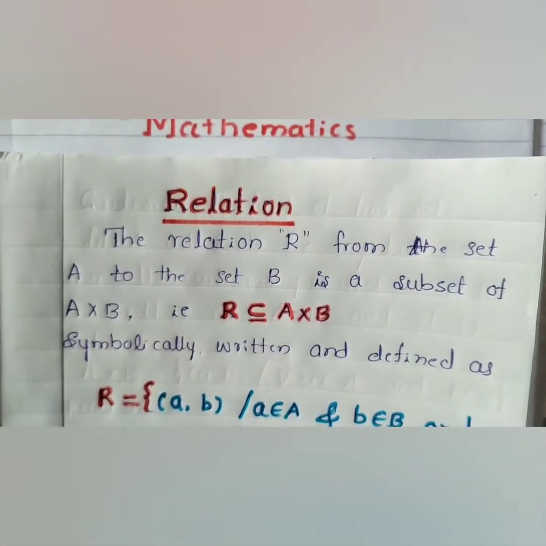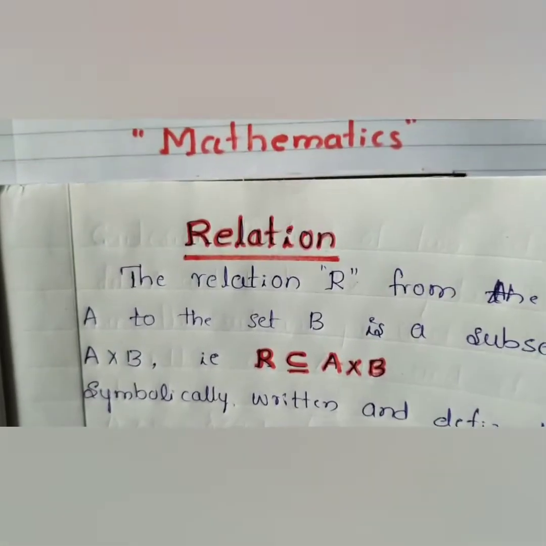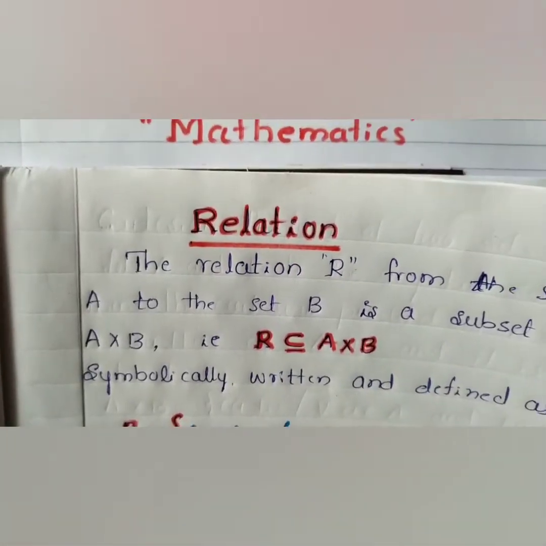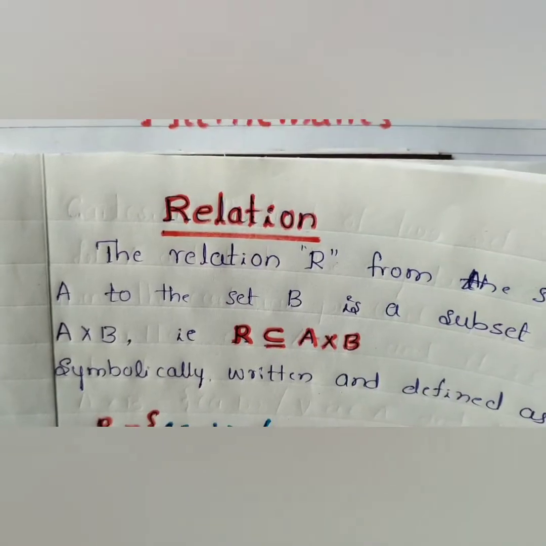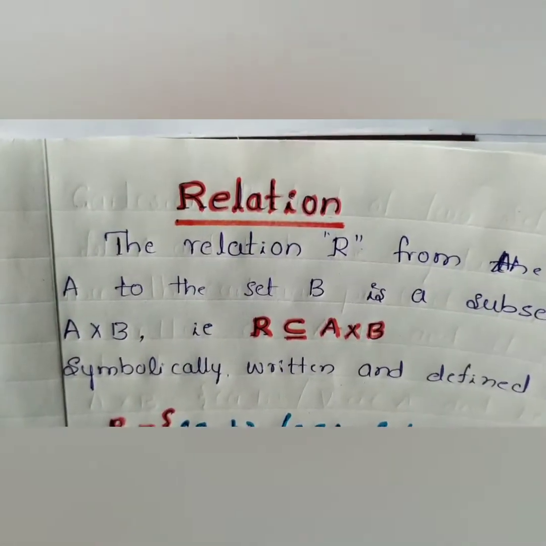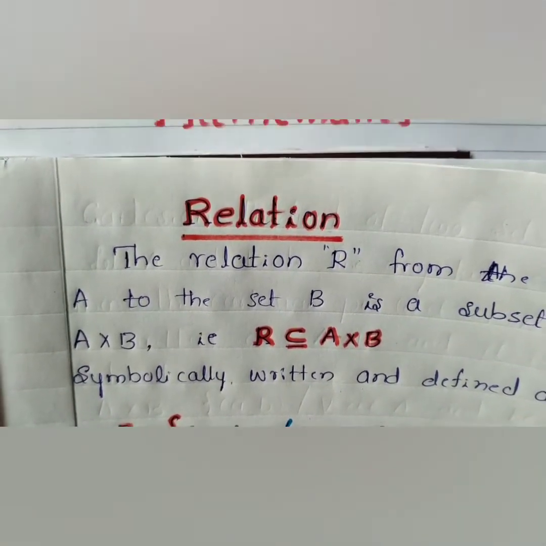Next, let us define relations in a set. How to define a relation in a set? We denote the relation by a capital letter R. The relation R from the set A to the set B is a subset of A cross B. Already you know what A cross B is. Now the relation is a subset of A cross B.